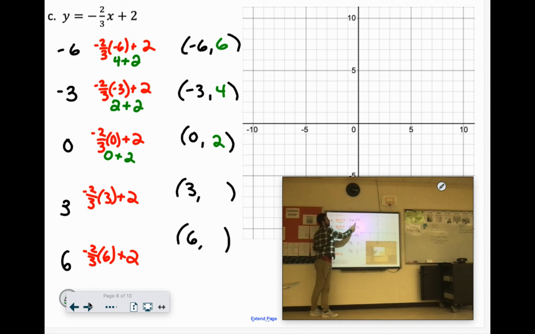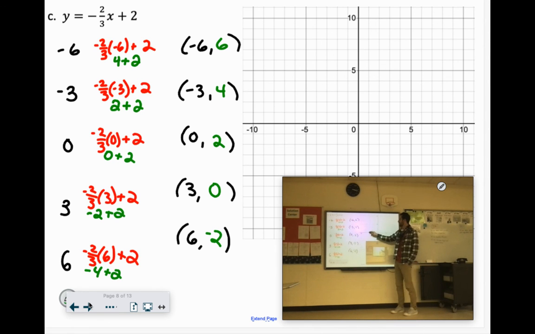Look at our pattern here. It's going 6, 4, 2. So each time it's dropping by 2. So this should be 0. This should be negative 2. But let's double check. Negative 2/3 of 3 is negative 2 plus 2 is 0. Negative 2/3 of 6 is negative 4 plus 2 is negative 2. Cool.